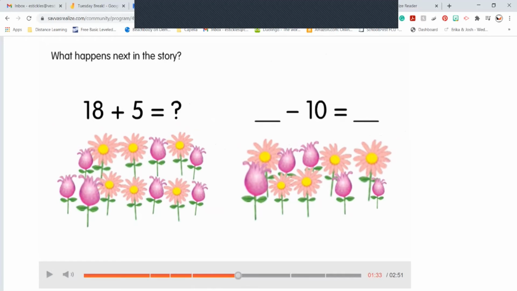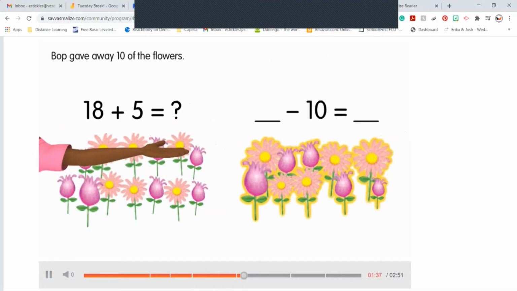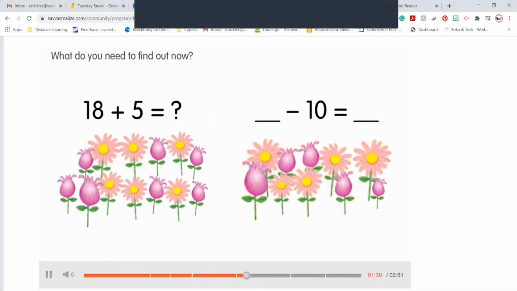Then Bop gives away 10 flowers. Bop gave away 10 of the flowers. What do you need to find out now? You need to find out how many flowers are left.